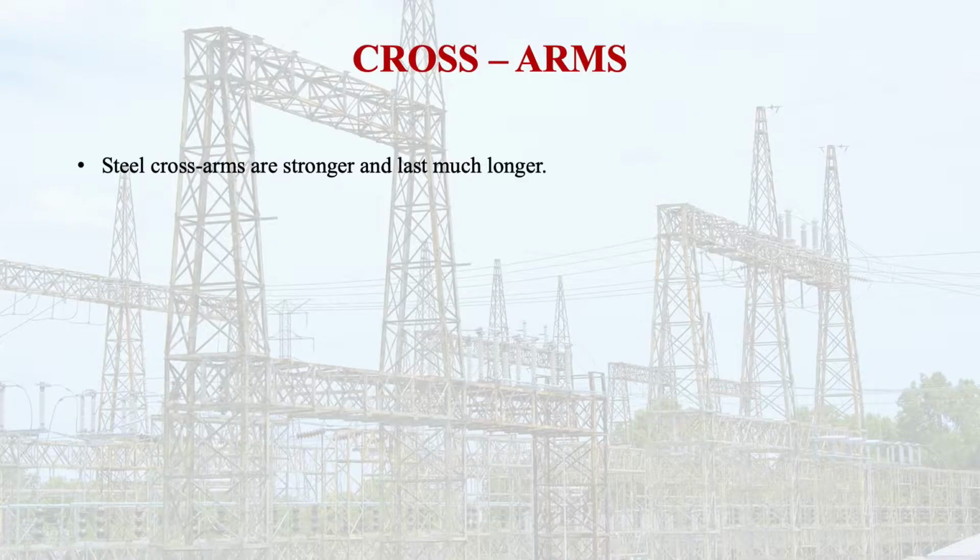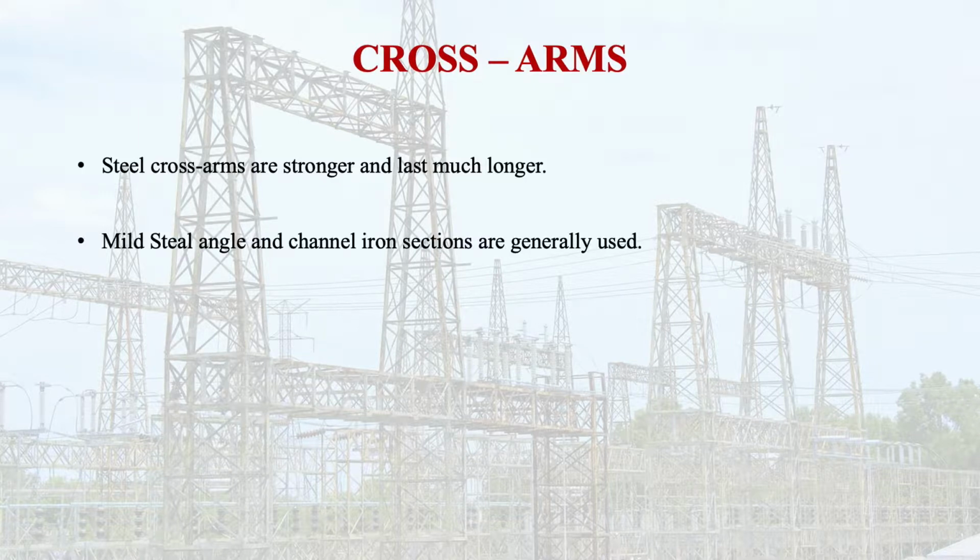Cross arms of hardwood, such as sisso or sal, or creosoted softwood, generally chir, or fiberglass are used sometimes. Steel cross arms are stronger and last much longer. Mild steel angles, MS angles, and channel iron sections are generally used for this purpose. Smaller sections are used for communication circuits.